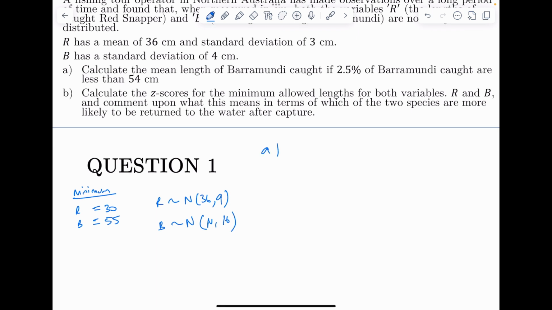Okay, part A. Calculate the mean length of the barramundi caught if 2.5% of barramundi are less than 54 centimeters. So this is, at first glance, a very confusing question, but let's put this on a diagram. We know that, and this is a terrible normal graph, but we know that the barramundi are distributed normally. And we're saying that at a length of 54, less than 54, 2.5% are that length. So if we're looking at 54 centimeters or less, the probability of that is 2.5%.